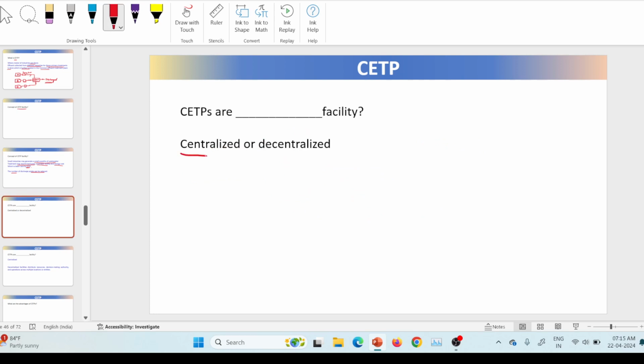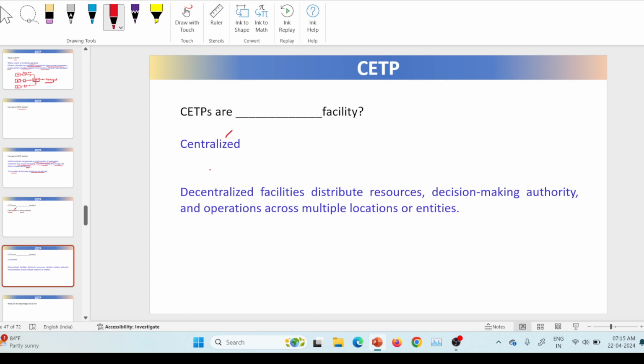CETPs are centralized or decentralized facilities? CETPs are centralized facilities. So, what are decentralized facilities? In decentralized facilities, we distribute the resources, decision-making authority, and operations across multiple locations or entities. But in centralized, all things are provided at one place. So all the wastewater will be sent to one place, and all the resources and decision-making authority are at one location itself, not at different places.